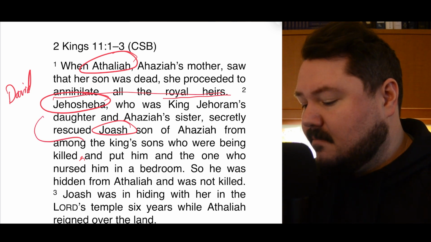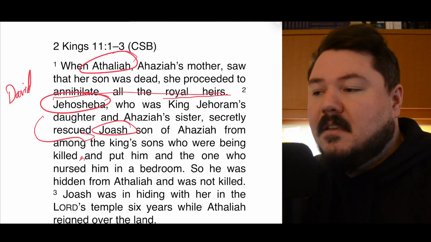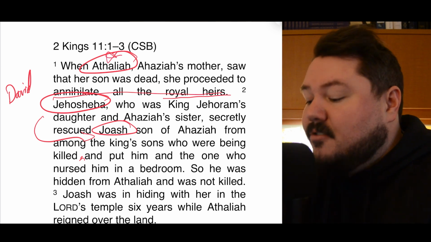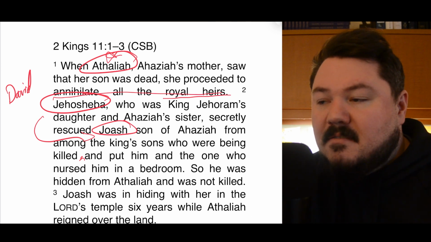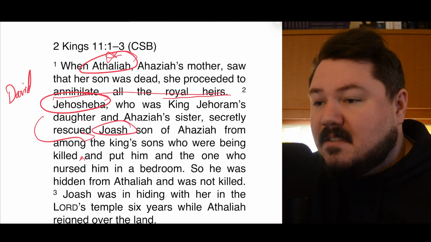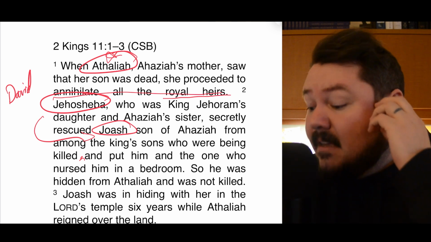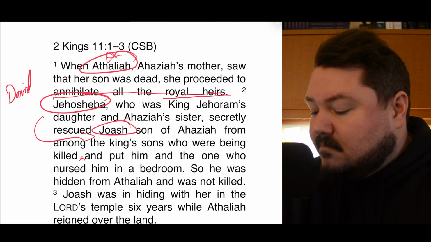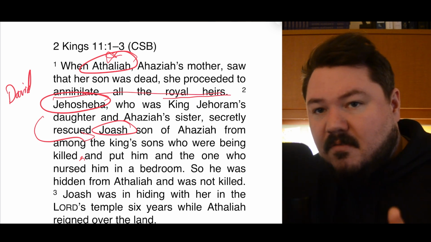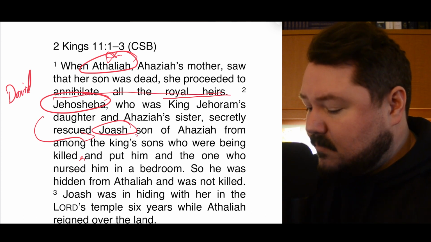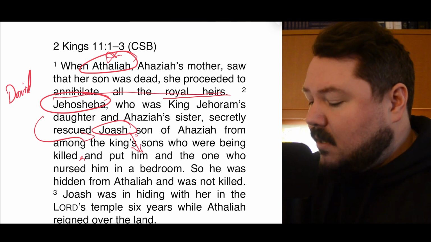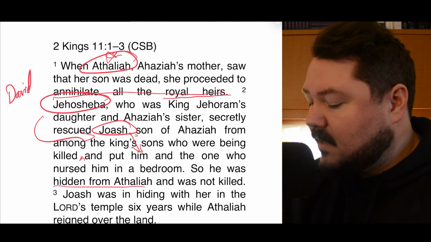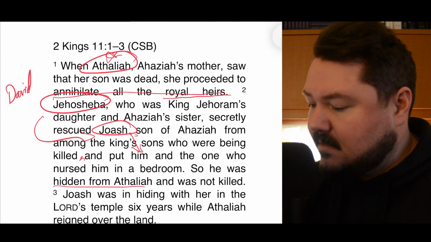So she, who is Joash's aunt, is rescuing Joash from Athaliah, who is killing all of the heirs, which would seemingly include her own sons and grandsons, which is crazy. But Joash's aunt saves him here. And, okay, hopefully that helps you a little bit. She put him, this is Joash, and the one who nursed him in a bedroom. So he was hidden from Athaliah and was not killed.